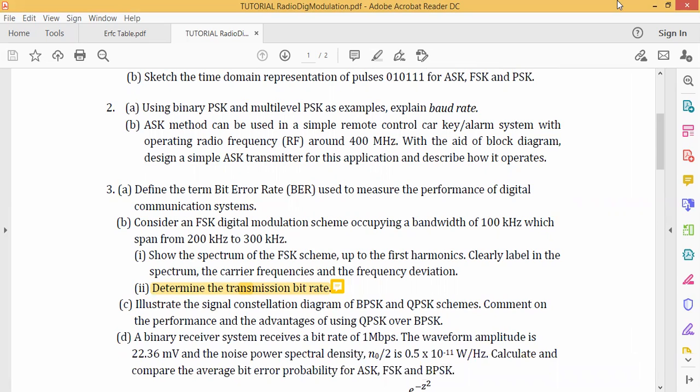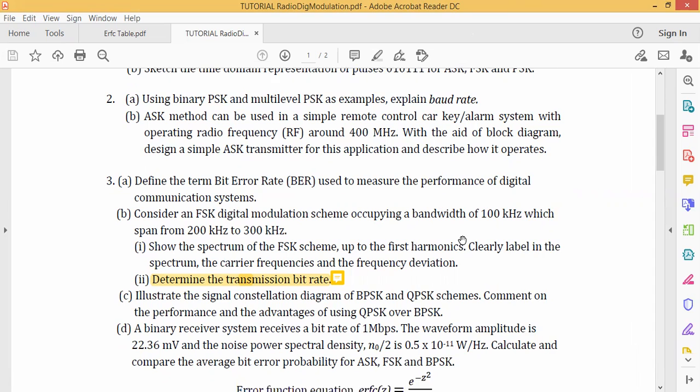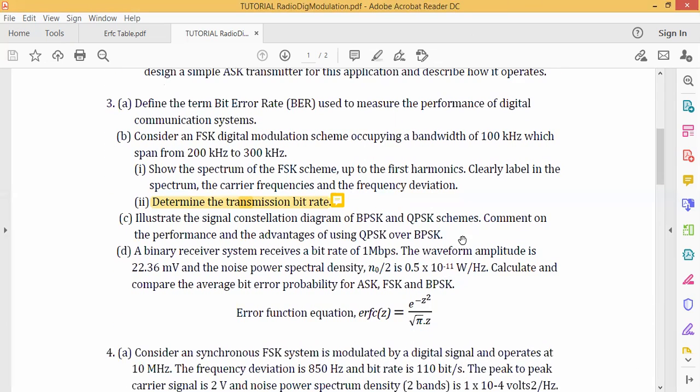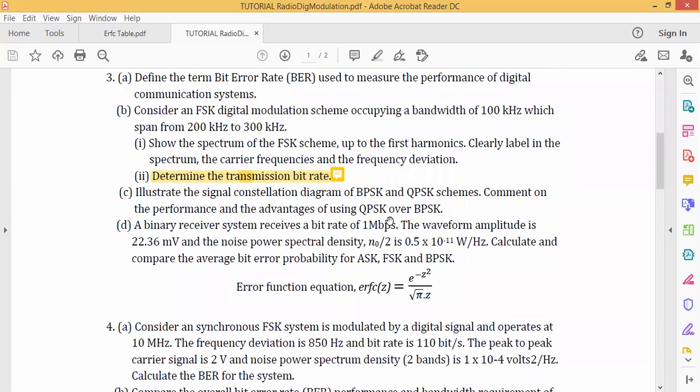And then this one, you are given the bandwidth of your FSK, then show the spectrum. But it says here up to just the first harmonics, that's the fundamental frequency. So you need to label in a diagram which one is your fm and your 2 delta f. You can assume what your fm value is here because it's not given. The transmission bit rate, you know, it's 2 fm. The constellation diagram, this one is in our next lecture.